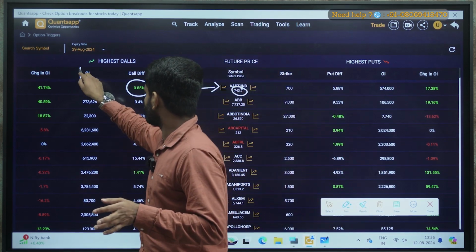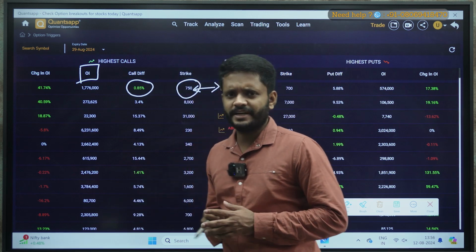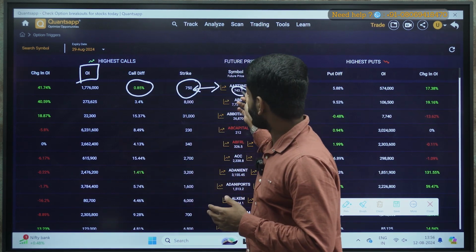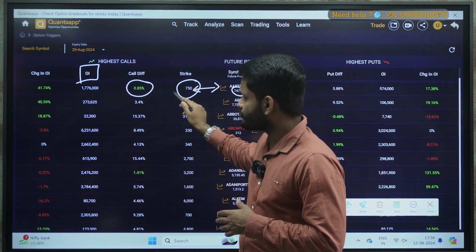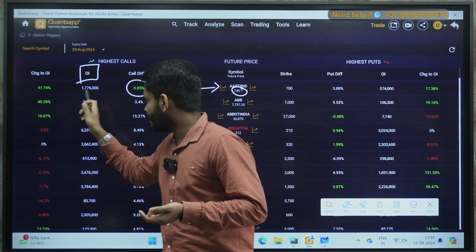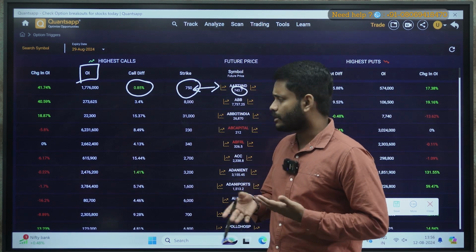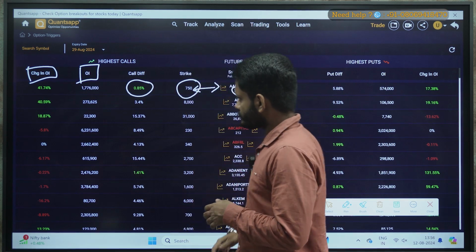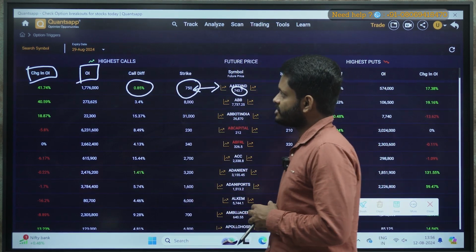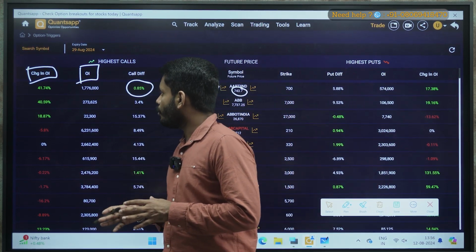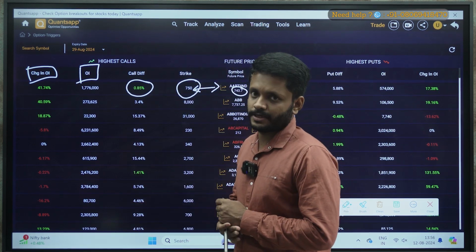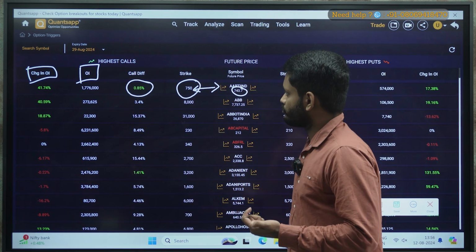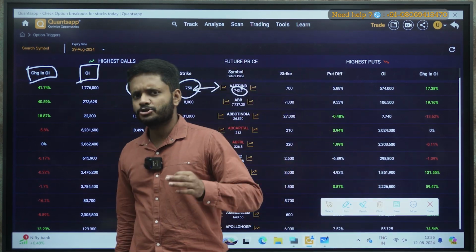And the next one here is OI. OI is self-explanatory, I need not explain, correct? As of now, for Aarti Industries at the 750 strike, how many contracts are open? That is 17,76,000 contracts are open. The final one here is change in OI. So what is change in OI? Change in OI is the game changer, I would say. That is the most important thing. What you are supposed to do, let me explain to you later.